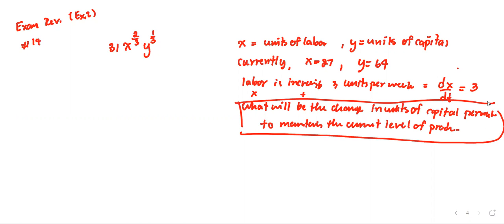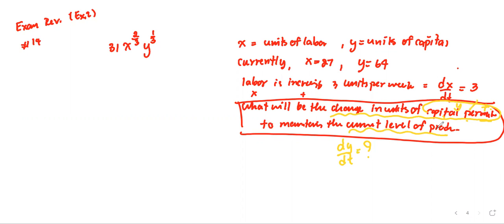When we look at the question, if we pull it out and write it in symbolic form, it is the change in units of capital per week. The capital is the y, per time t, and to maintain the current level of production. So the question asks for dy/dt.